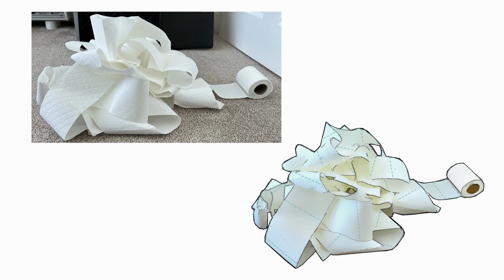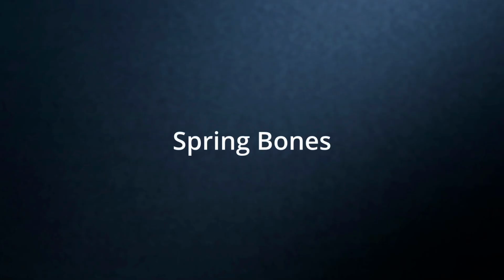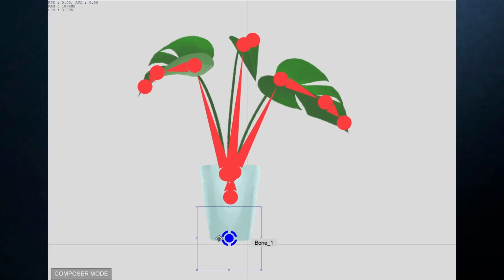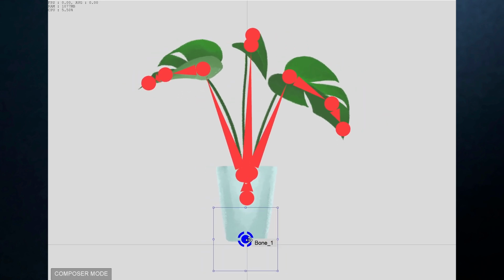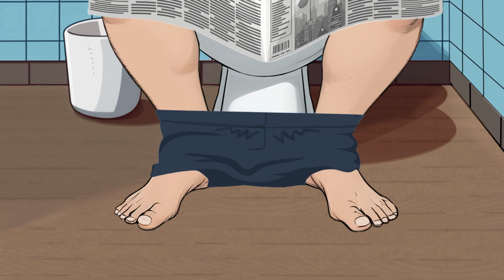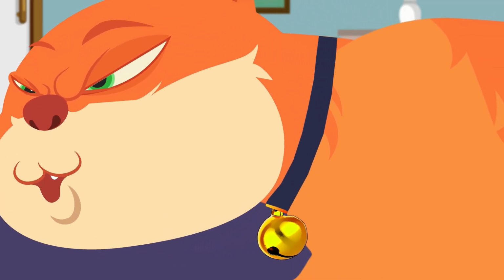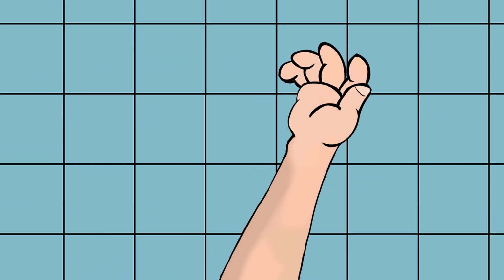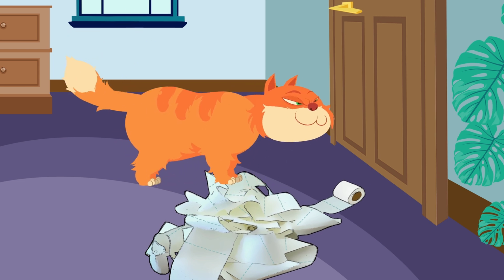The Springbone feature in Cartoon Animator 5 is another great tool. It can add extra movement and depth to all sorts of different props. I used it on the newspaper, the cat's bell, Lou Man's arm, and heap of toilet paper.